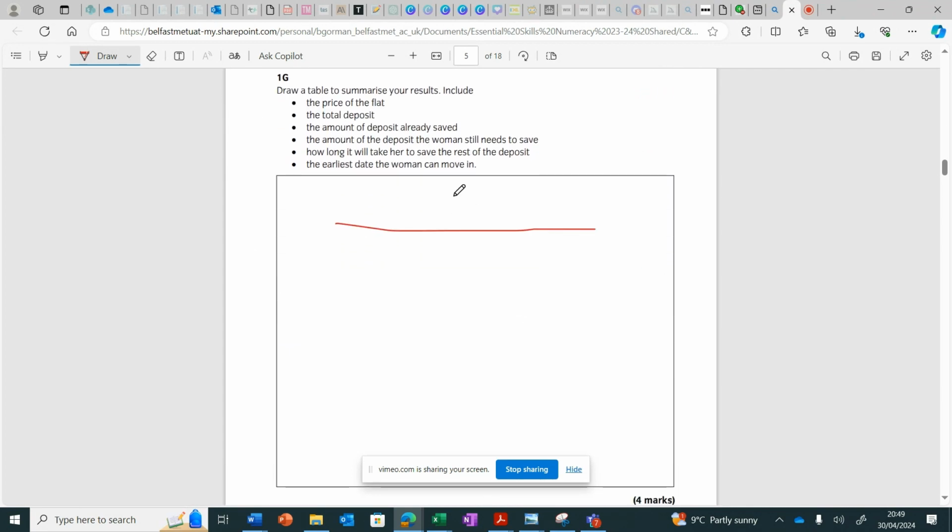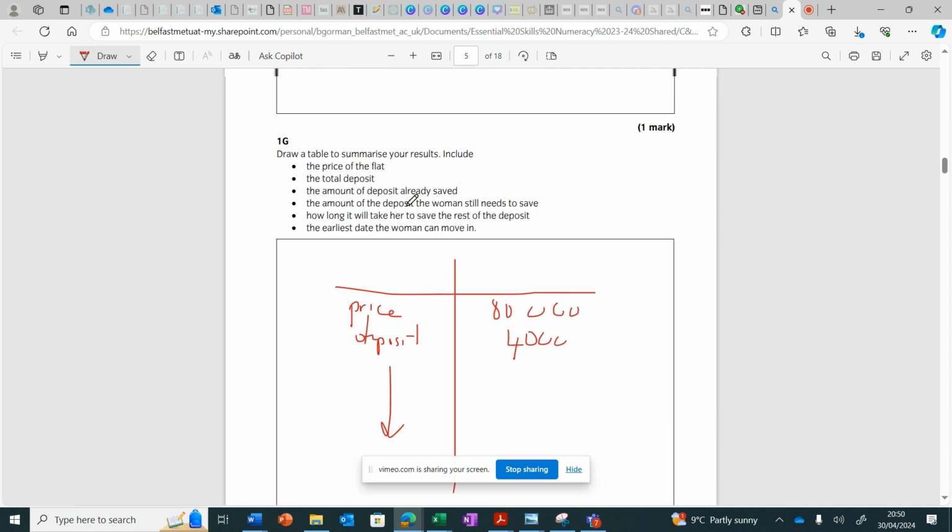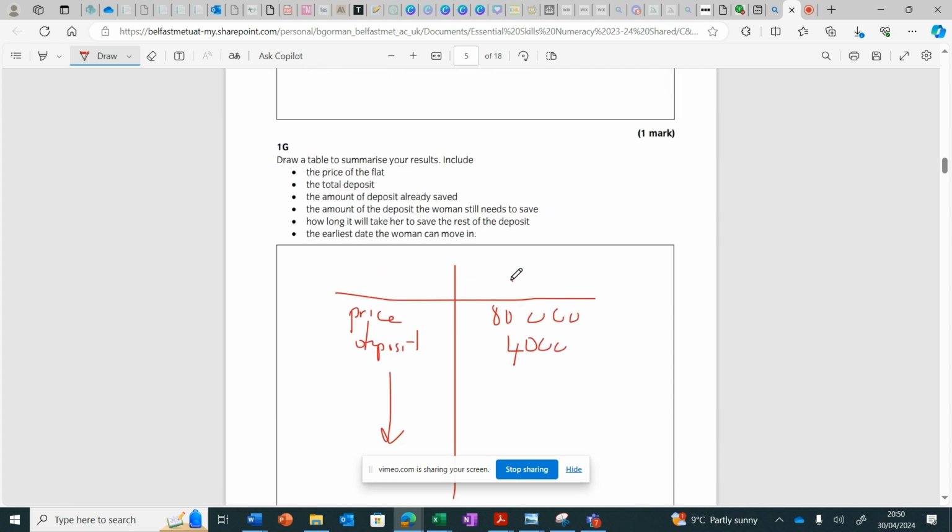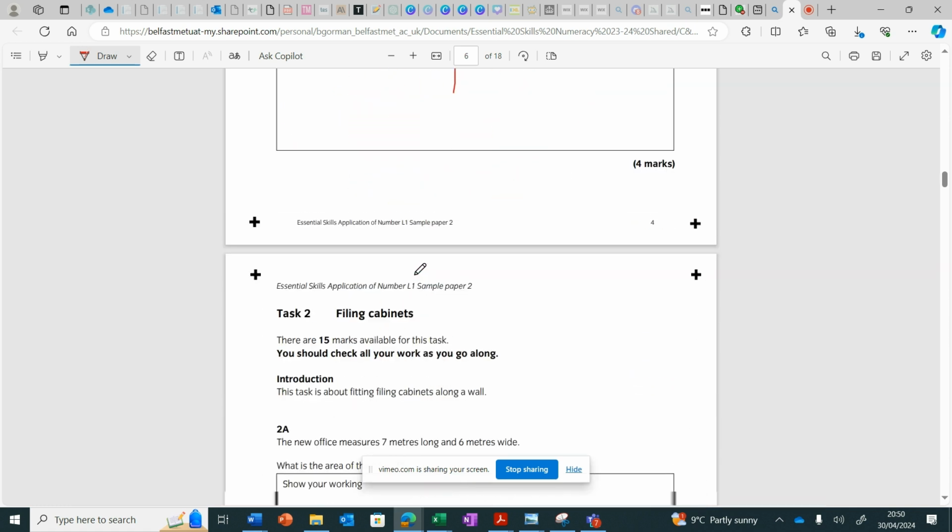Draw a table to summarize your results. A table is just something like this. You can make it neater, rows and columns, and put in your items. You can do it shorthand. I'm only going to put a couple in. So the price was £80,000, I think, from the first thing. The deposit was £4,000, and then you can fill the rest in. And that's a table, just your categories. So over here, costs, etc.